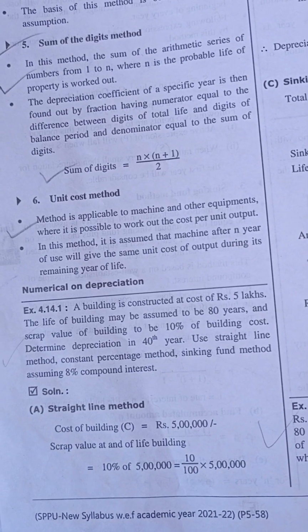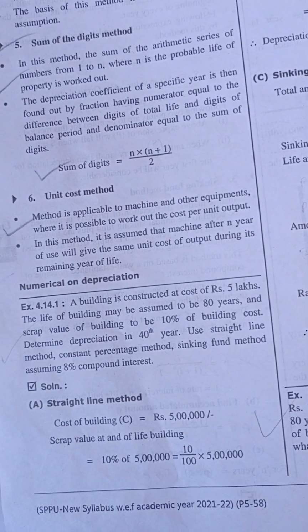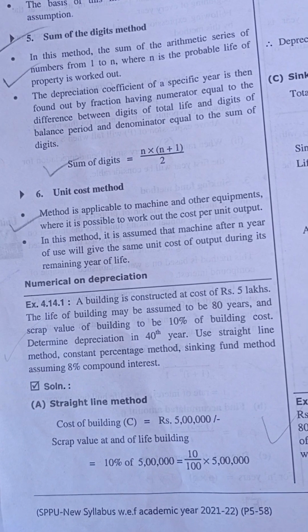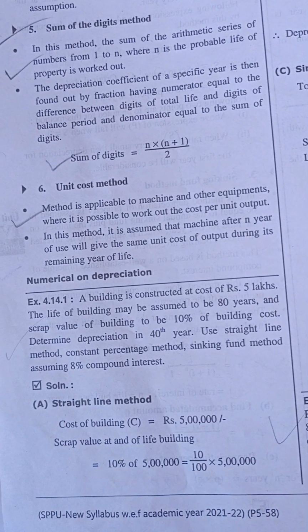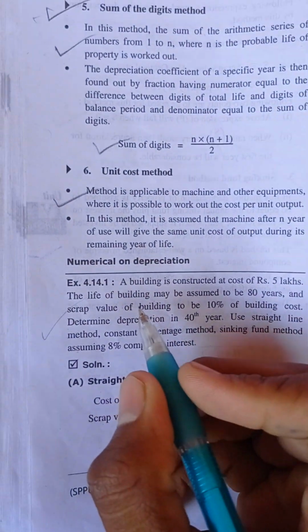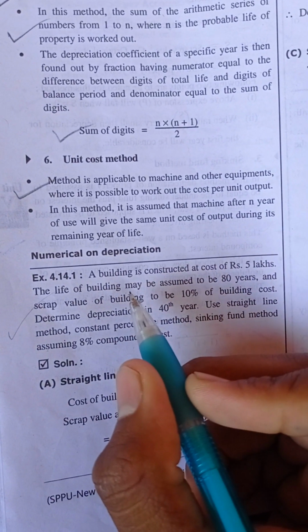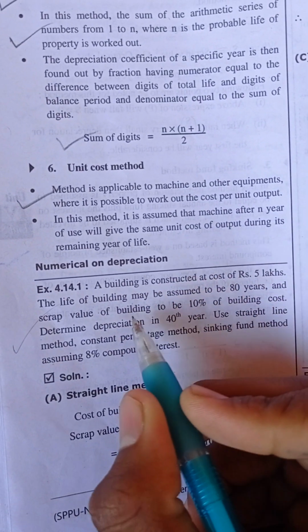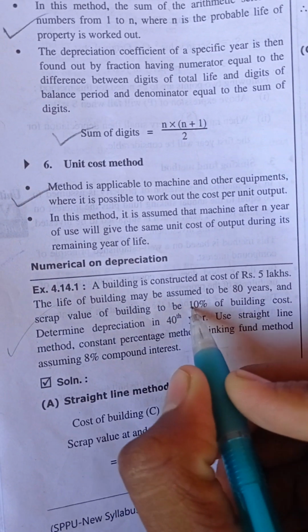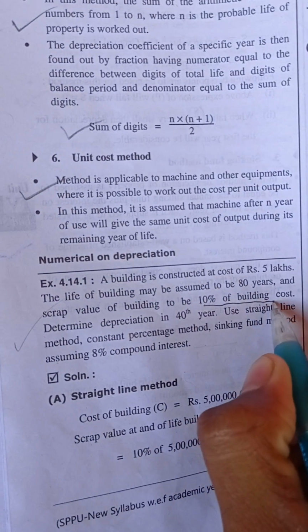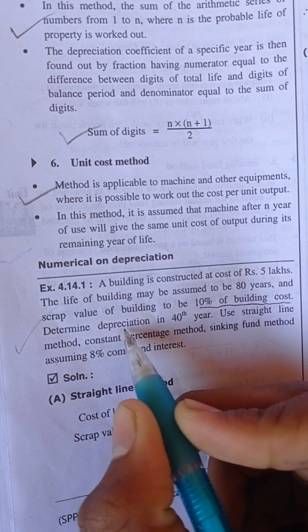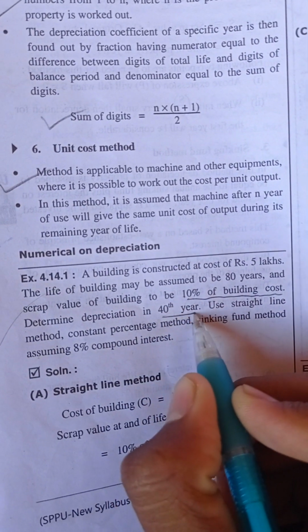In today's tutorial, I am going to show you how to use the straight line method, constant percentage method and sinking fund method. In this question we are given a building constructed at a cost of 5 lakh. The life of the building is assumed to be 80 years, and the scrap value is assumed to be 10% of the building cost. You have to determine the depreciation at the 14th year.